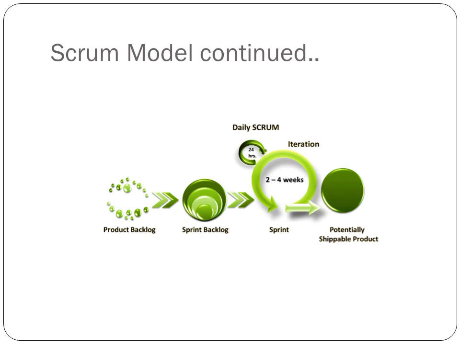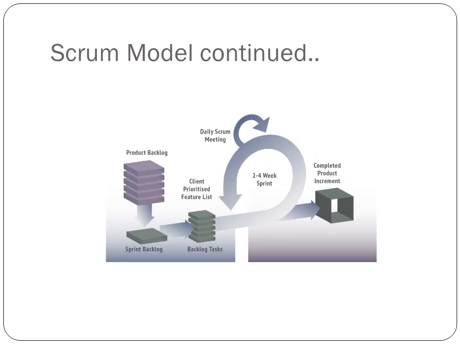Here comes another diagram which explains the Scrum model. Out of the product backlog, a sprint backlog has been prepared and it is ready for the sprint, which takes place for 2 to 4 weeks, as part of which a daily Scrum meeting happens for every 24 hours. Once the iteration completes, a potentially shippable product is released to the client. Here comes another similar diagram with client prioritized feature list in this sprint backlog. Just have a look at it.